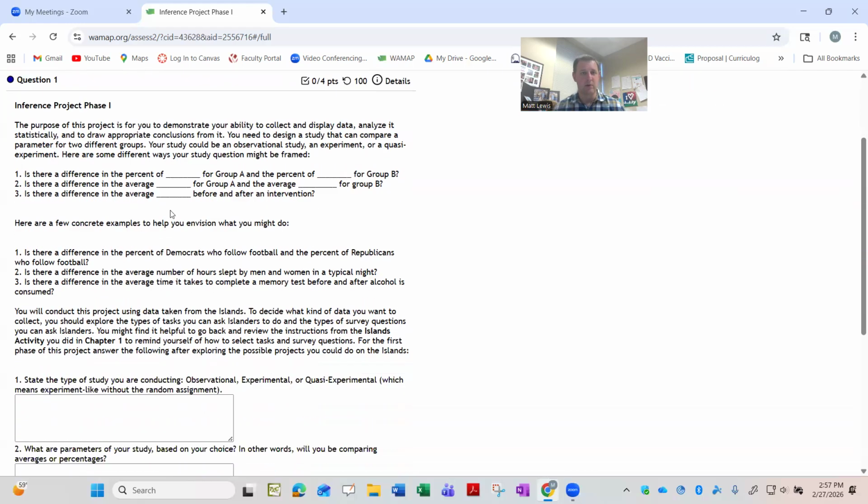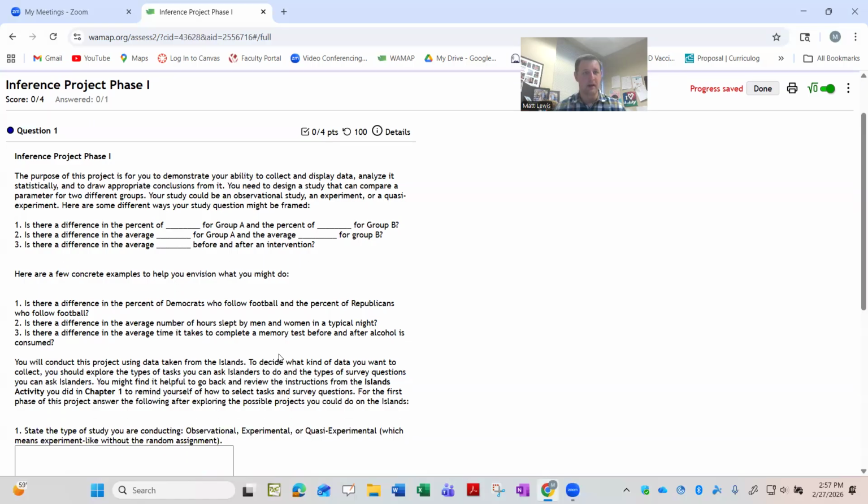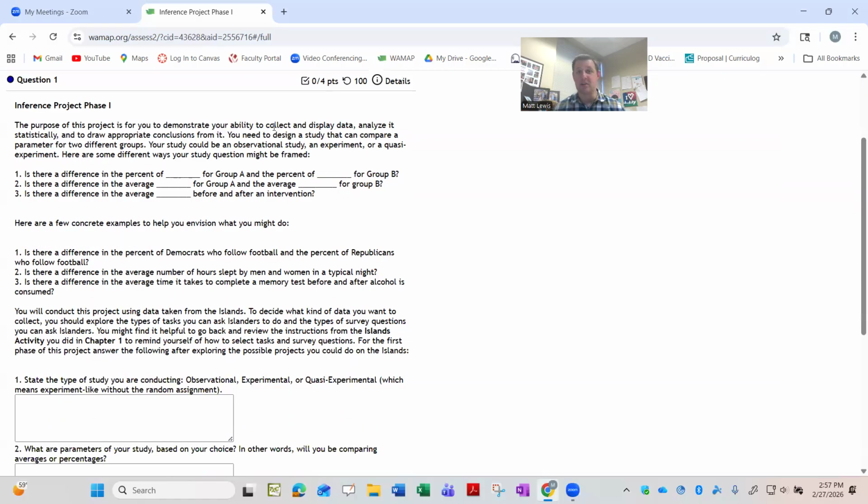So here's what you're going to do. I'm just going to go through the instructions for phase one of the project here. It says the purpose of this project is for you to demonstrate your ability to collect and display data, analyze it statistically, and draw appropriate conclusions. You're going to design a study that can fit into one of these three categories here. And what I need you to do is to be comparing two groups to one another in some way. Okay. So here's your three options.